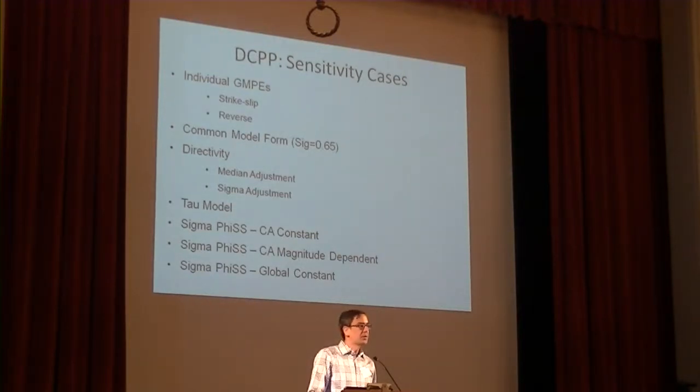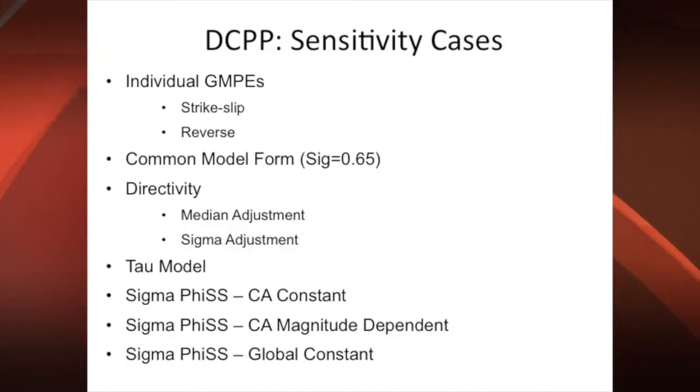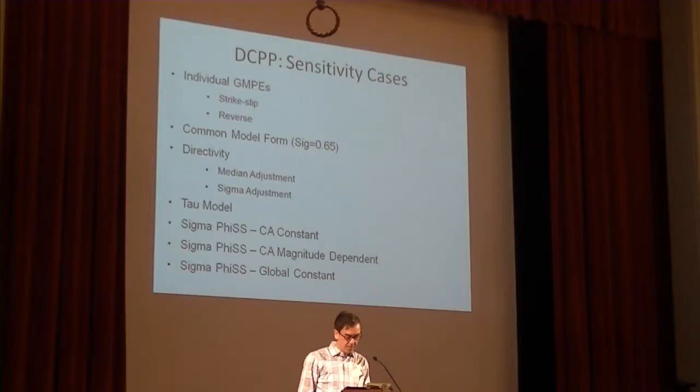And then we'll get into the whole presentation on sigma. As Linda showed yesterday, we've broken it down into a tau feature and a phi-SS feature. There are 3 different options for that for Diablo Canyon. One is a constant value based on California data, the other is a constant value based on global data, and the other is a constant or magnitude-dependent value based on the California data.